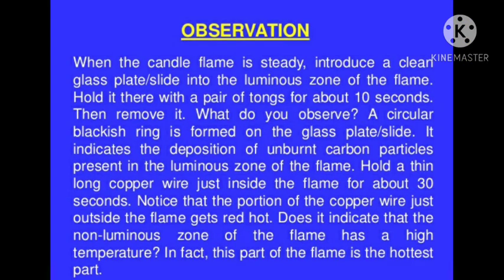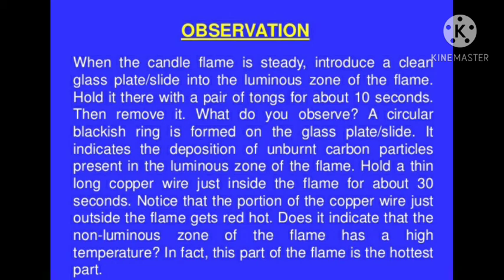Observation. When the candle flame is steady, introduce a clean glass plate or slide into the luminous zone of the flame. Hold it there with a pair of tongs for about 10 seconds. Then remove it. What do you observe? A circular blackish ring is formed on the glass plate or slide. It indicates the deposition of unburned carbon particles present in the luminous zone of the flame.